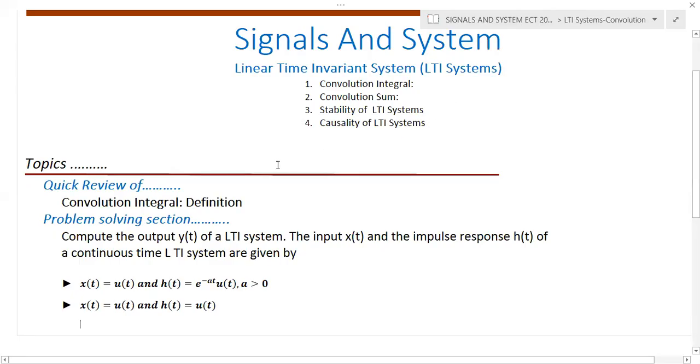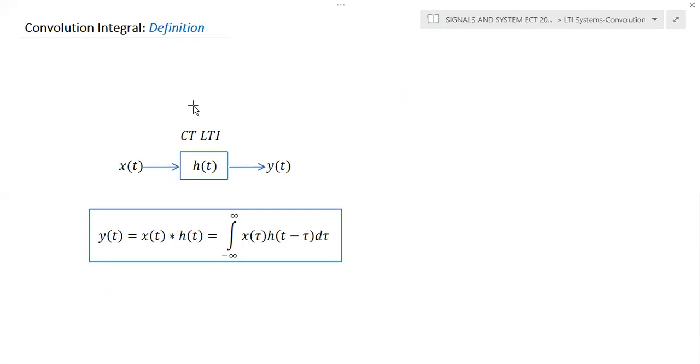In this lecture, we will discuss one of the main topics in signals and systems, that is linear time invariant systems. And within linear time invariant systems, today we will discuss the convolution integral, the basic definition, and the basic equation, and then we will do some problems. In this lecture, we will discuss two problems from the convolution integral. First, we will discuss the basic equation.